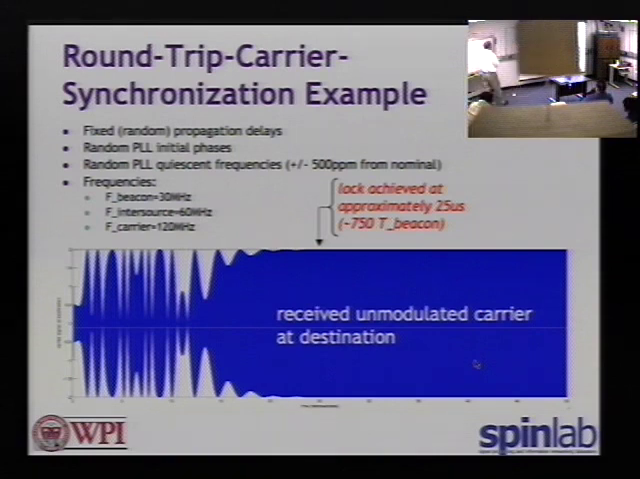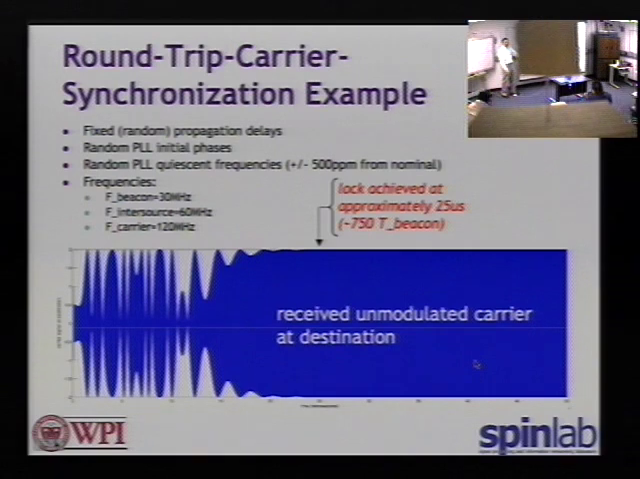Okay. So here's an example that my undergraduate was able to generate. I picked some random propagation delays, random initial phases, random quiescent frequency. So I picked some pretty bad oscillators here. You can buy dollar oscillators that do better than this. This is plus or minus 500 parts per million from nominal. And I picked some very simple frequencies to just see what we would get. So the beacon frequency is 30 megahertz, the inner source. We get a doubling between the inner sources, and then we get 120 megahertz, again, another doubling. And so this is the received unmodulated carrier at the destination.